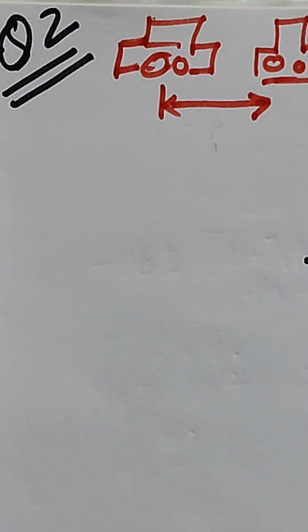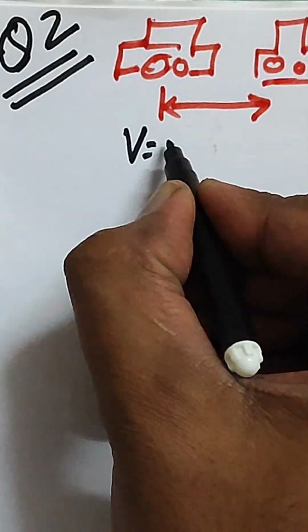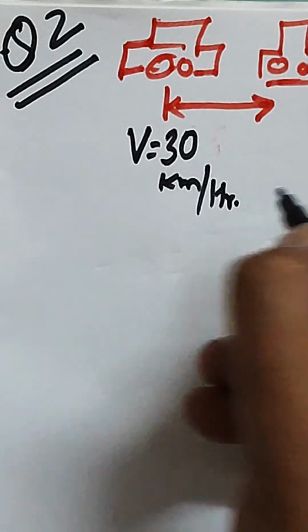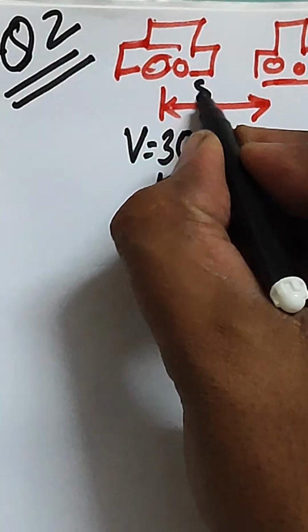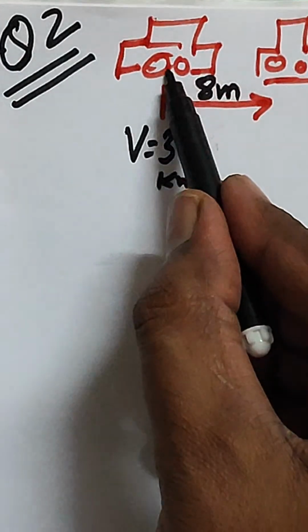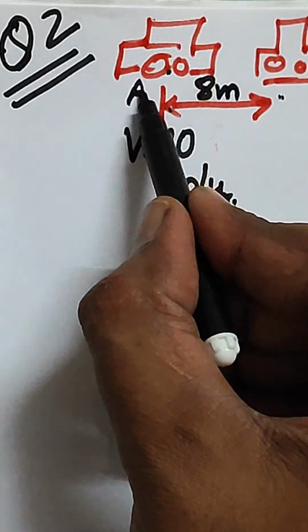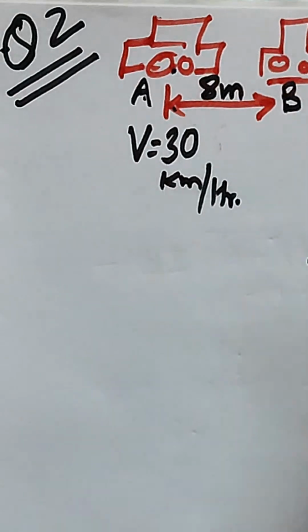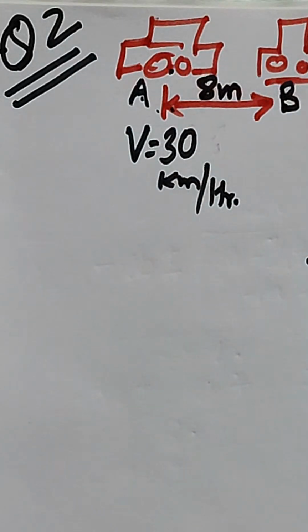So the automobile is moving at a velocity of 30 km per hour. So here V is given as 30 km per hour. Now it is stopped in 8 meter by applying brakes. So in 8 meter of distance, suppose the brake is applied at this point A, then the car finally stops at B. So after 8 meter of distance, this car stopped.